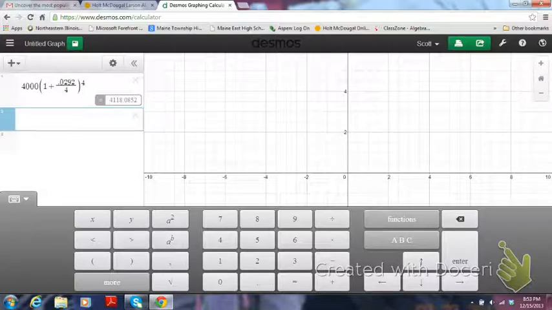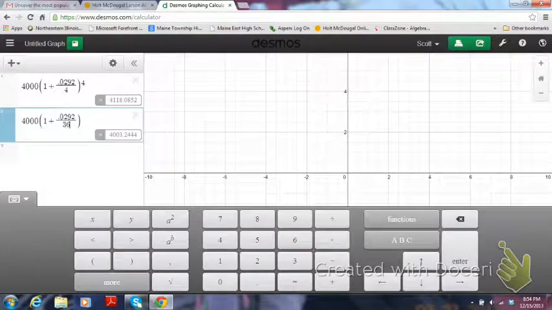Now, the only thing that changes with part B of that problem, if you recall, is it's compounded daily. So the principal is still 4,000. So I'm going to still type 4,000. And then in my parentheses it's going to be 1 plus, and I still have the same interest rate of 0.0292. And I'm going to divide that by, now it's daily, so I'm compounding every single day of the year. So interest is being earned every single day. That's 365 days out of the year. And now I'm going to move my cursor to the outside and raise it to the power of the exponent.